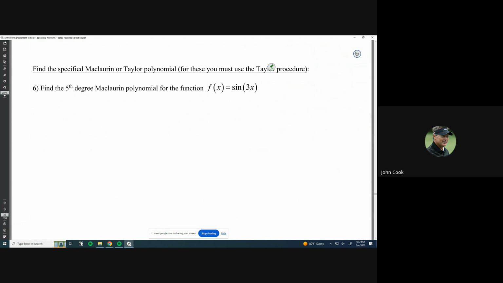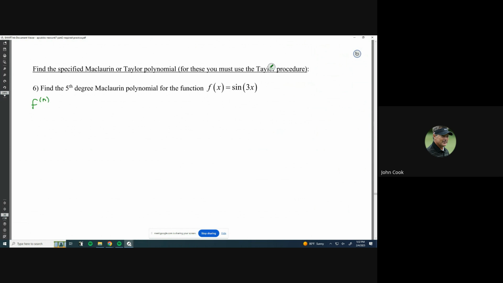Find the specified Maclaurin or Taylor polynomial. For these, you must use the Taylor procedure. Okay, so we have to use the Taylor procedure to find the Maclaurin polynomial for this. Okay, that's not an issue. So the Taylor procedure means that we have to use the Taylor polynomial term. So the formula for that looks like this.